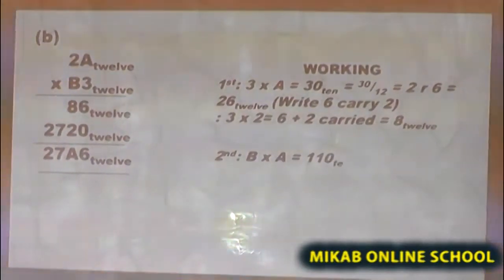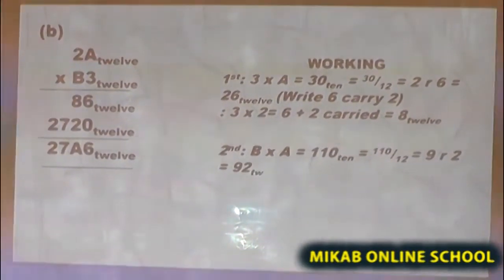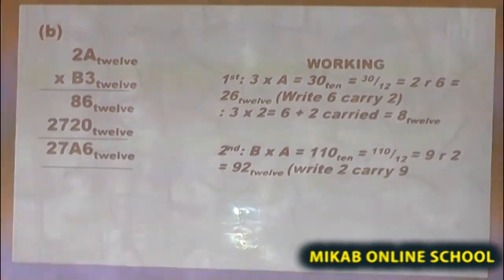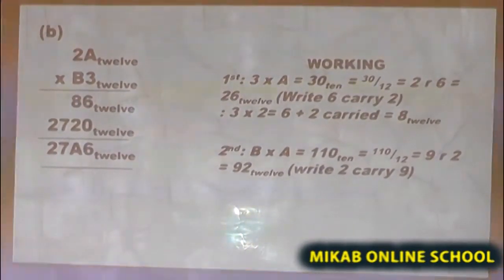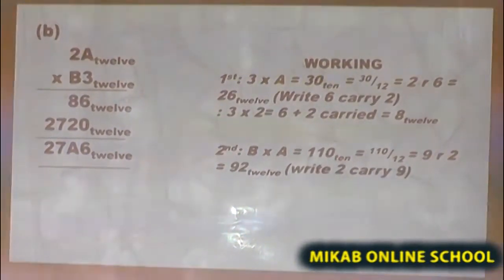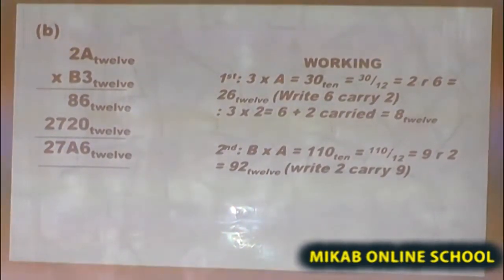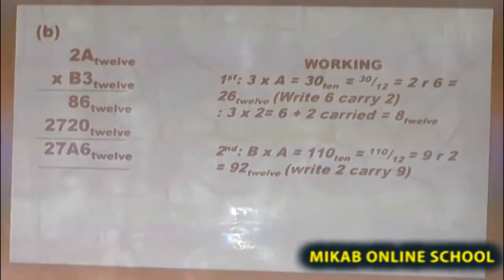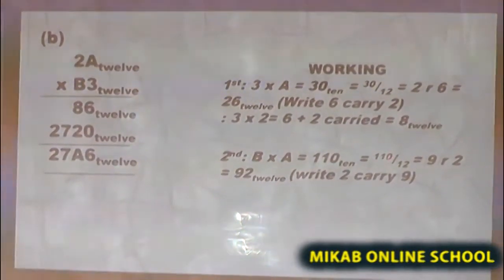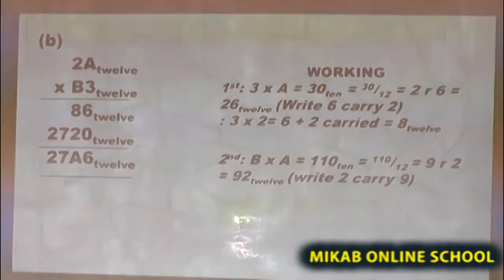And secondly, we'll move to B multiplying A. B times A, we said A is 10 and B is 11. So it's like you're having 11 times 10. So 11 times 10 here will give 110 in base 10. This is the base 10 value of 10 times 11. But in base 12, how do we arrive at that? We ask, how many groups of 12 can we find in 110? Well, we'll find 9 groups of 12 in 110 and a remainder of 2.